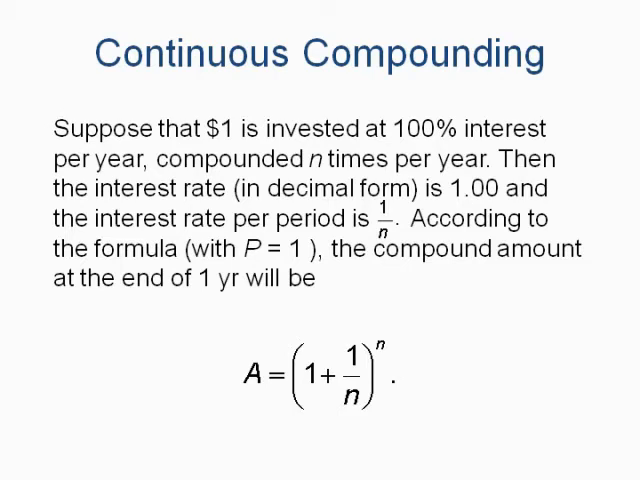All right, now it says, suppose that $1 is invested at 100% interest per year, compounded n times per year. Then the interest rate in decimal form, of course, is 1.00, and the interest rate per period is 1 over n. According to the formula with P equals 1, the compound amount at the end of 1 year will look like this formula. A equals 1 plus 1 over n raised to the n power. What do y'all think?